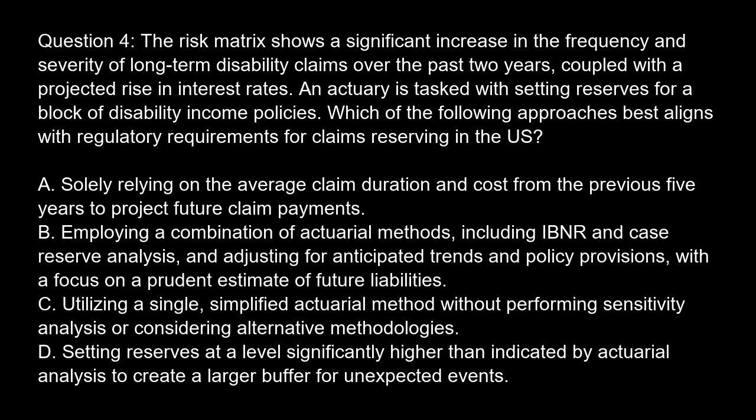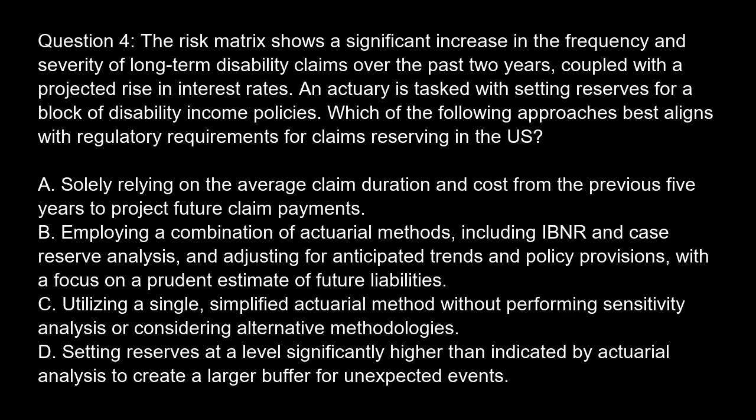Option A. Solely relying on the average claim duration and cost from the previous 5 years to project future claim payments. Option B. Employing a combination of actuarial methods, including IBNR and case reserve analysis, and adjusting for anticipated trends and policy provisions, with a focus on a prudent estimate of future liabilities.